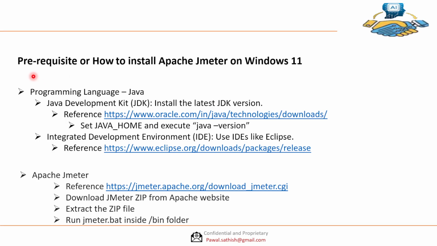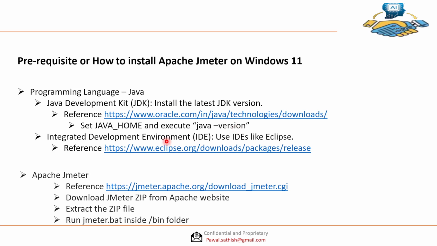In today's session, we will see the prerequisites and how to install Apache JMeter on Windows 11. For this, first we require a programming language, Java. We can install the Java Development Kit from the Oracle website. After that, we need to set the JAVA_HOME environment variable. Once you set JAVA_HOME, we'll execute java -version to confirm whether Java is installed correctly or not.